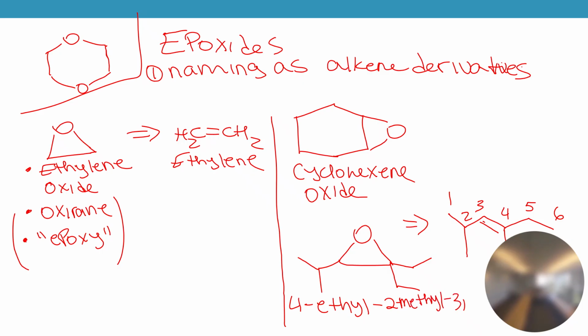And then we have to indicate that the oxygen bridges 3 and 4 because it could bridge other carbons, even though it would change the numbering. And then we add the word oxide. So 4-ethyl, 2-methyl, 3,4-hexene oxide. So the oxide of hexene.